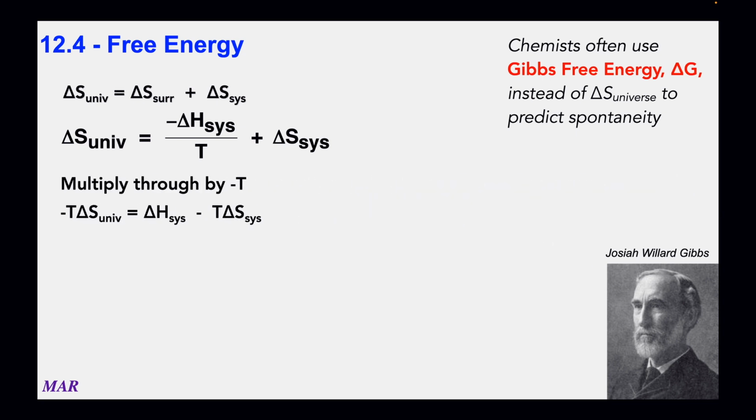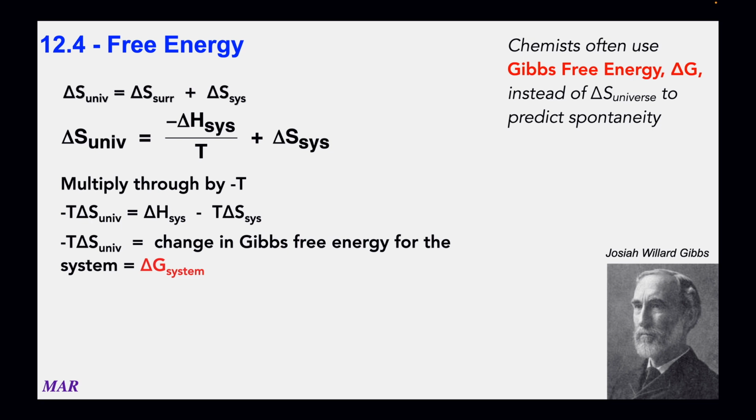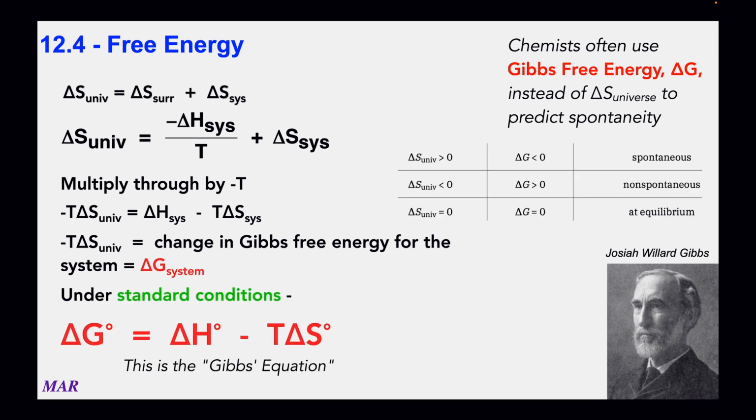He basically multiplied everything through by negative T. So then he had negative T times delta S of the universe equals delta H of system minus T delta S of the system. And basically then he, in the long run, created a new type of thermodynamic quantity, which is now called Gibbs free energy, delta G, and delta G equals minus T times delta S of the universe. So, long story short, a better version for chemists is not to use the second law of thermodynamics, but use delta G equals delta H minus T delta S. This is called the Gibbs equation, because Gibbs was the first person to figure it out.